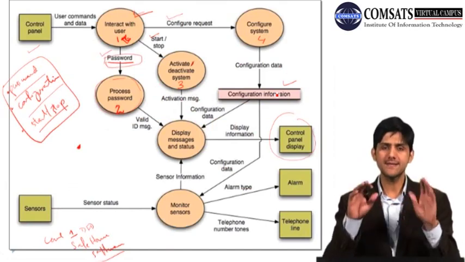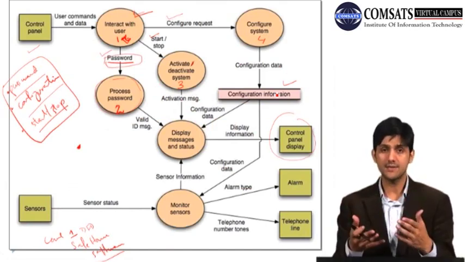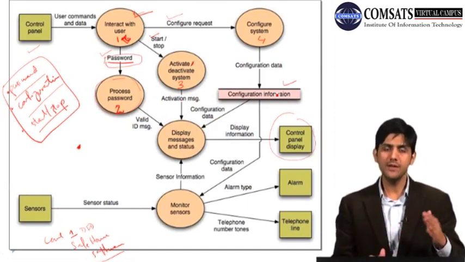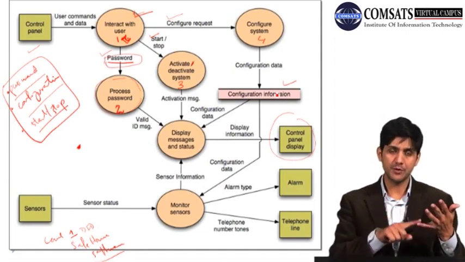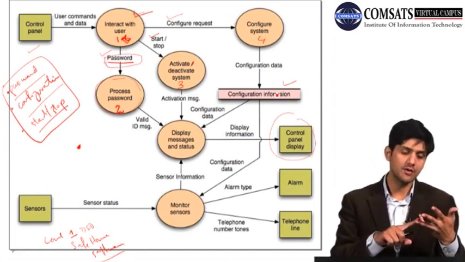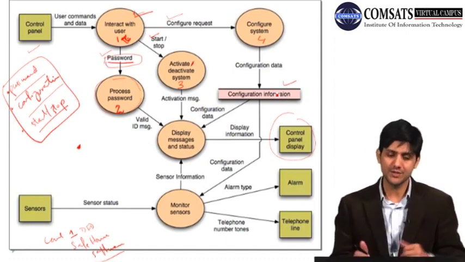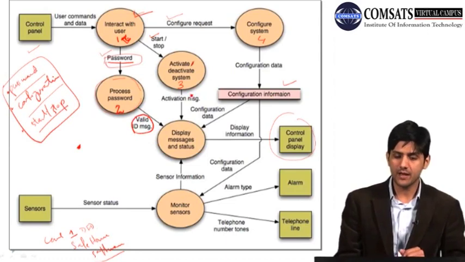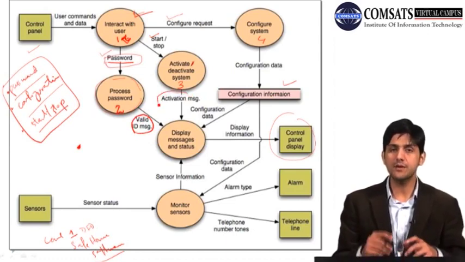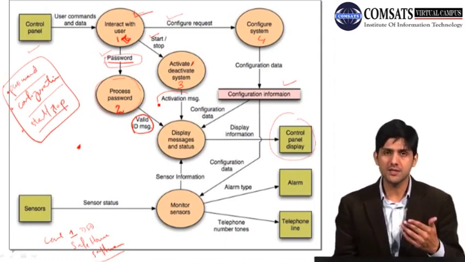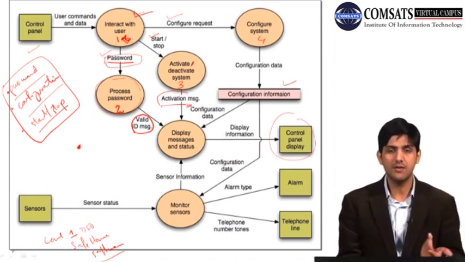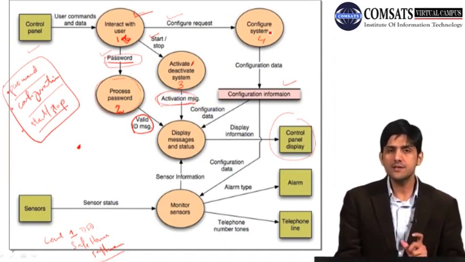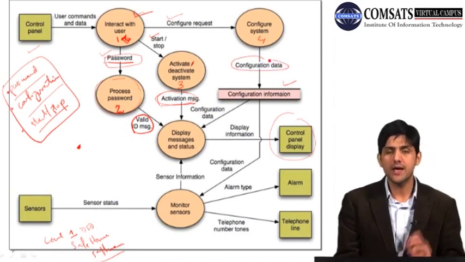Now we know that the user, he or she, has sent some input and interacted with the system, and they would expect certain kind of output. So the process that processes the password, the activate and deactivate process, and the configure system process are producing certain outputs. For example, if the password is valid, then a valid ID message is generated, and whether the system request was to activate or deactivate, the activation message is sent. The activation message can be system activated or system deactivated, either of these. Similarly, the configure system process produces an output which is the configuration data.